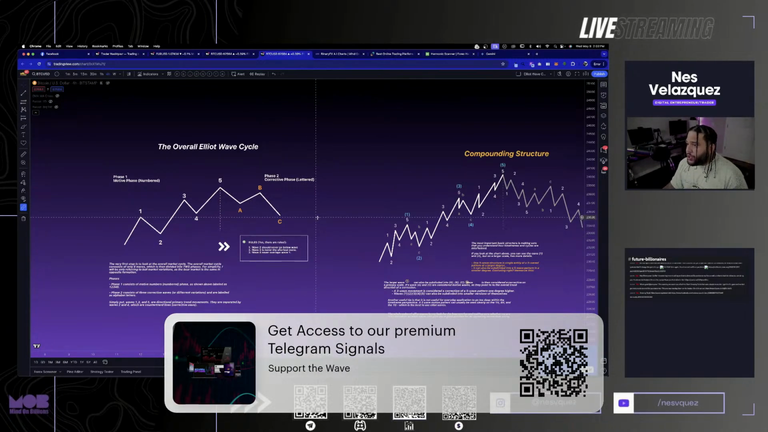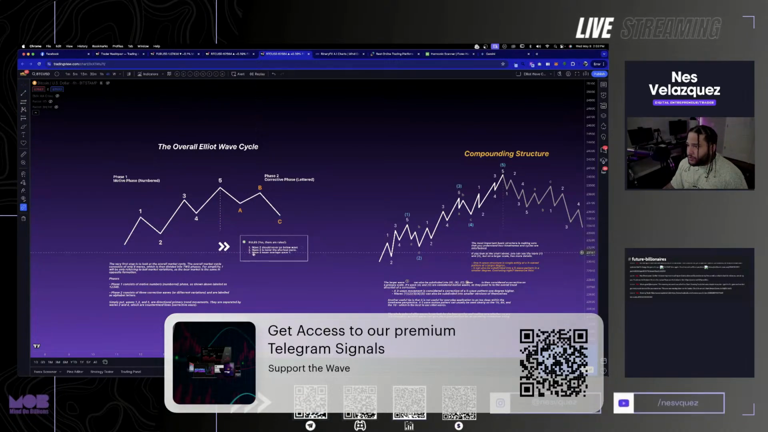Wave 2 should never go below wave 1. So we're looking at the beginning of wave 1. This completes wave 1. Wave 2 should never go below it, because then it just wouldn't be in the correct structure of the Elliott wave cycle.